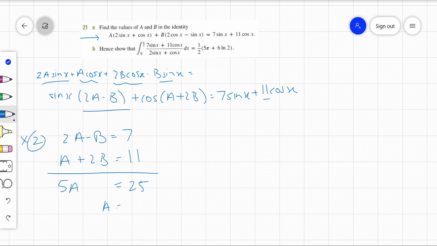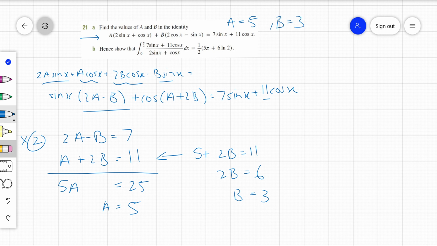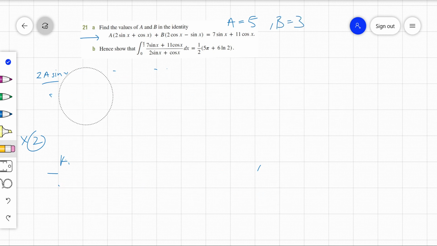So you can see a is going to be 5. If I sub it back into, let's say, this equation, I have 2b is equal to 6, so b is equal to 3. So if I just write up here, a is equal to 5 and b is equal to 3, then I can do the next part. So that was just simultaneous equations there. So hence show you that.